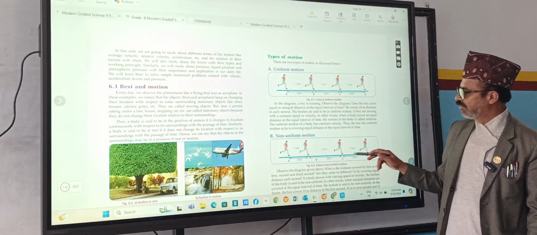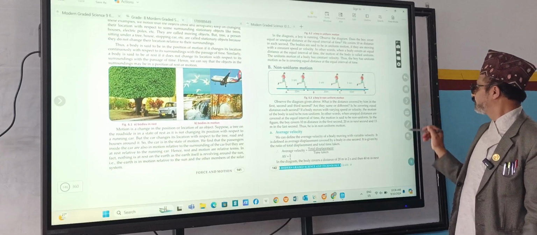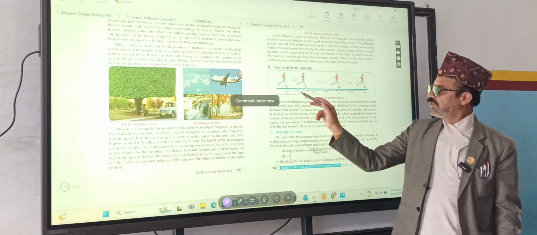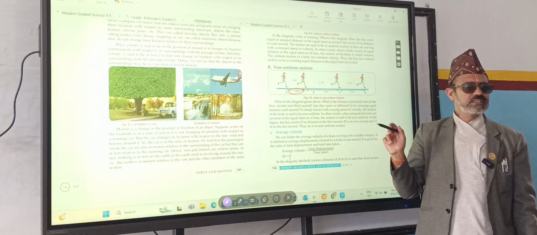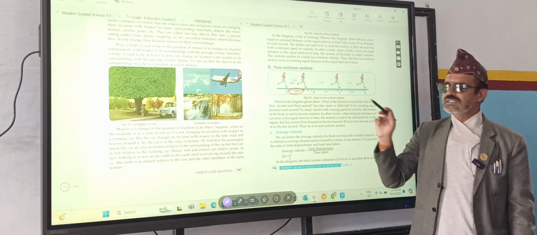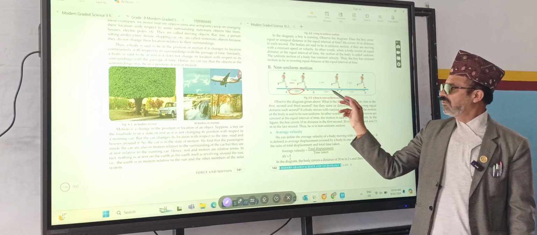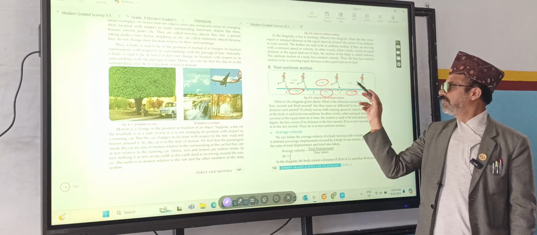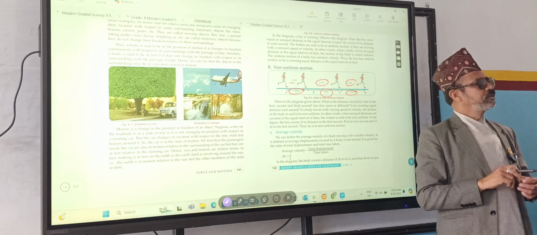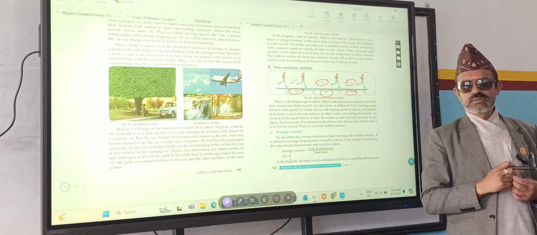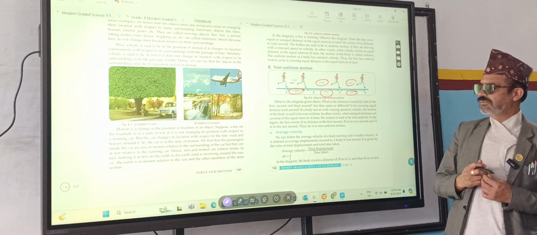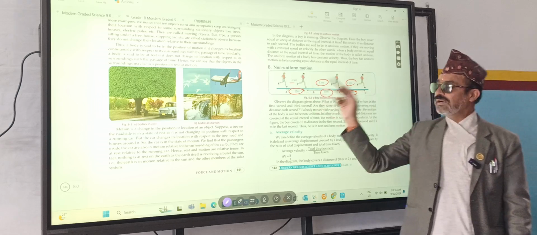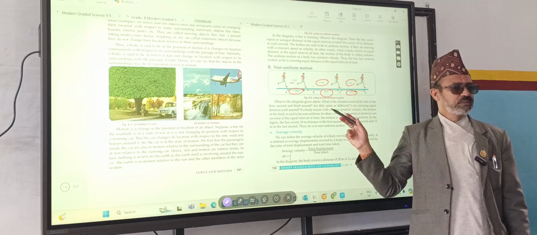Second one, what is given here? Non-uniform motion. Let's check. At first, how much distance is here? How much time does it take? Second, how much? Distance is same or different? Time is same or different? So, what can you say about non-uniform motion?